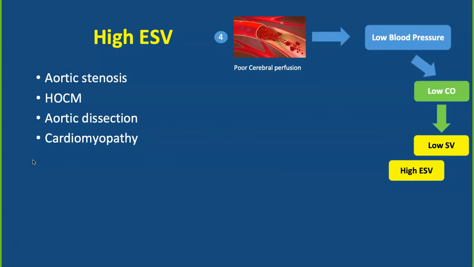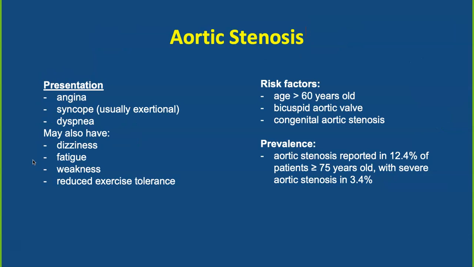Yeah, so the next part of our framework are situations when there is an increase in the end systolic volume. First, we'll talk about aortic stenosis, which presents with a common triad of angina, dyspnea, and syncope with exertion. So these cardiac causes of syncope usually present without any prodromal symptoms and are sudden onset. The patients might also have some dizziness or fatigue or weakness and reduced exercise tolerance outside of the syncopal episode.